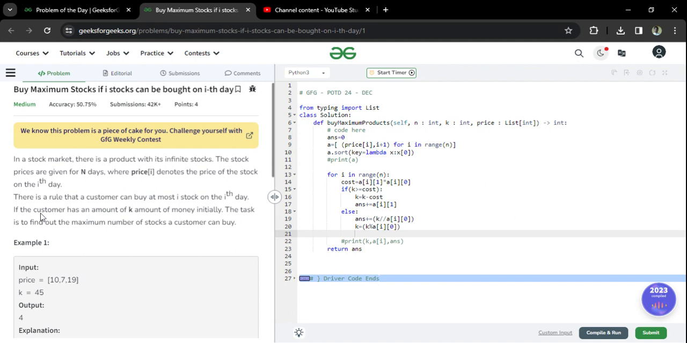If the customer has an amount k, so k is basically the amount. Though they have used the variable k, they should have given a proper name like amt or something like that, but they have used k. Fine. It represents the money which you have initially before starting the buying. The task is to find out the maximum number of stocks a customer can buy.